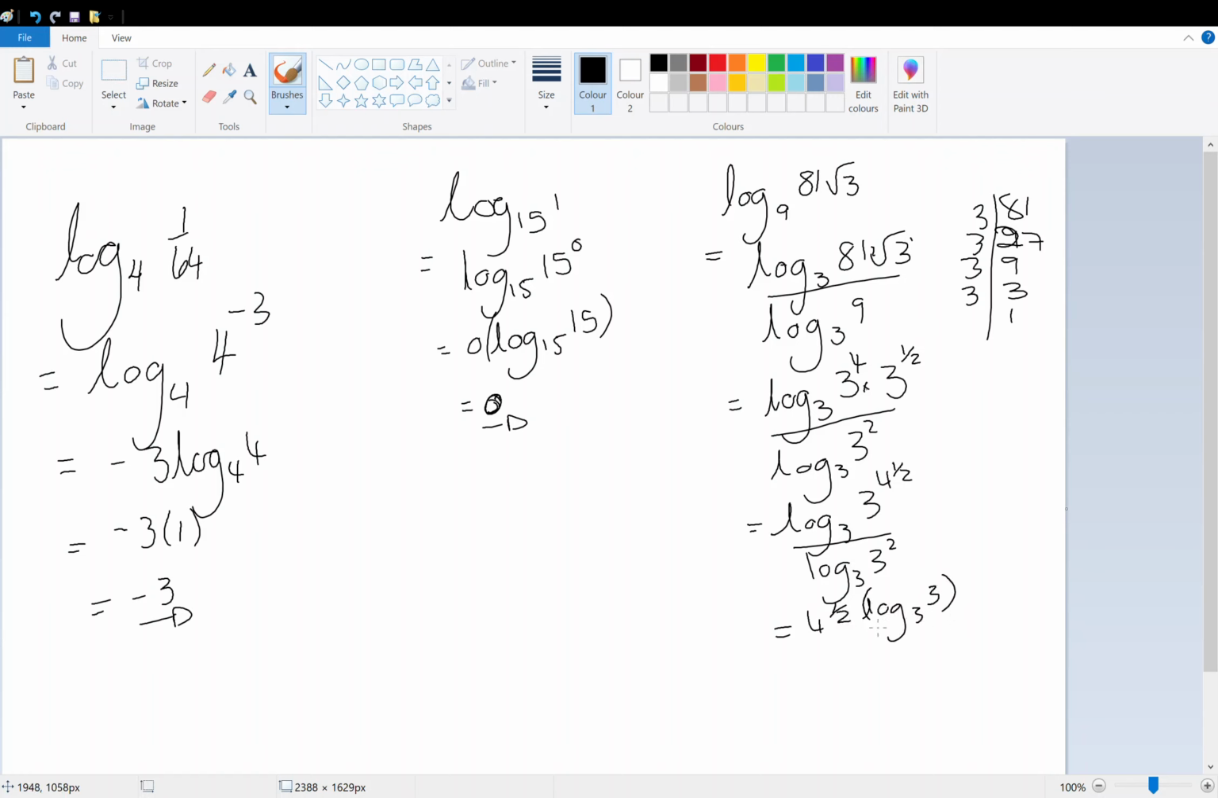You see, you don't have to make your base 3 here. You can leave your base as 10, just log, because you can make it log of 3 and log of 3 because it will still cancel. You understand? So I've got 4 and a half divided by 2. I make everything a fraction. 9 over 2 times 1 over 2, which will then give me 9 over 4.